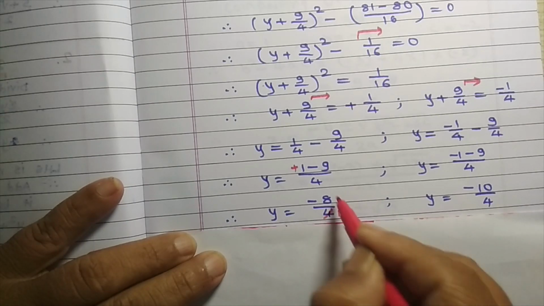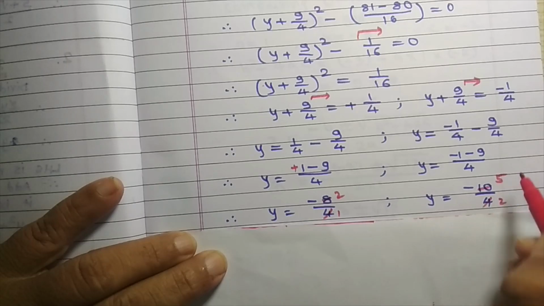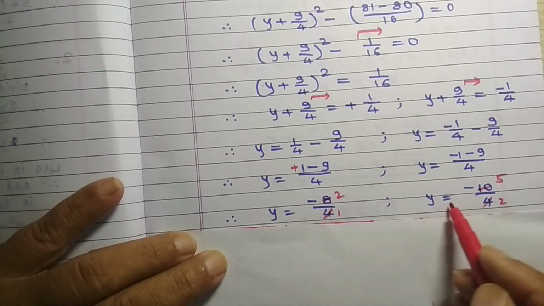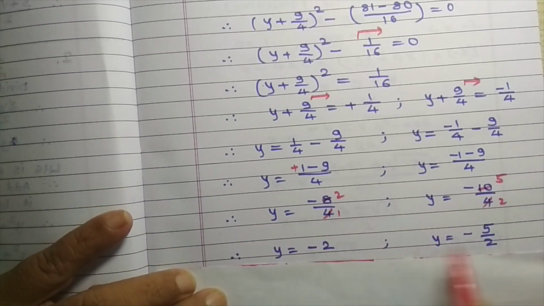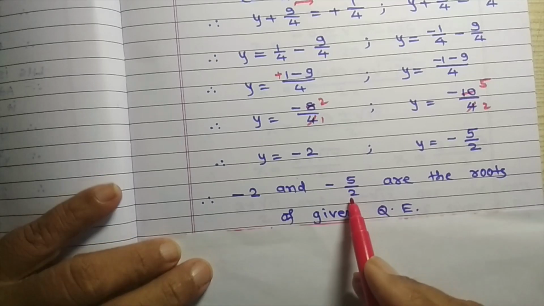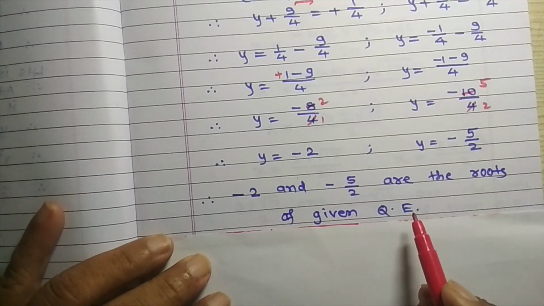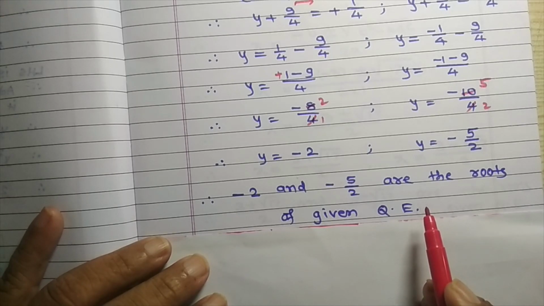Simplify. Then value of y will be minus 2 and y is equal to minus 5 upon 2. Minus 2 and minus 5 upon 2, these are the values of y. Therefore, finally we have to write minus 2 and minus 5 upon 2 are the roots of the given quadratic equation. This is the completing square method which is given in the textbook. Okay.